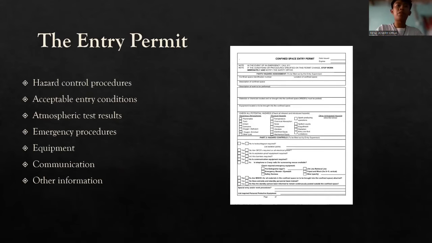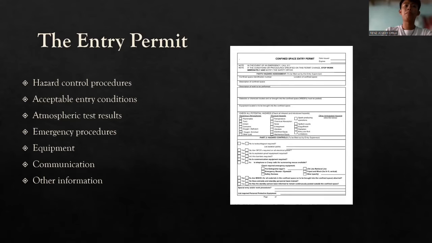Dito sa permit required confined spaces, meron tayong entry permit. Sa entry permit, meron tayong hazard control procedures, acceptable entry conditions, atmospheric test results, equipment, emergency procedures, communication, tsaka iba pang mga information. Ito yung mga requirement or yung mga chine-check bago ka makapasok or gumawa sa isang confined space. Isa rin ito para maiwasan yung mga aksidente na pwedeng mangyari once na pumasok ka sa isang confined space at meron kang activity na gagawin.